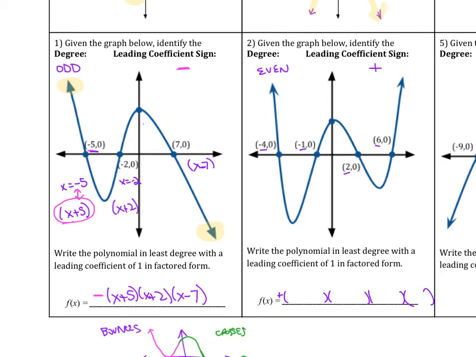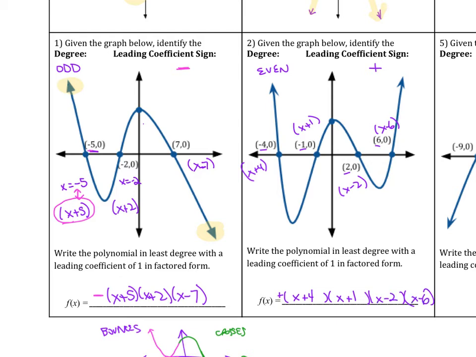And remember that it's opposite. So -4, we'd actually write the opposite of X plus 4. For -1, we'd write X plus 1. This is X minus 2 and X minus 6. So I'm going to write that down here. X plus 4, X plus 1, X minus 2, and X minus 6.